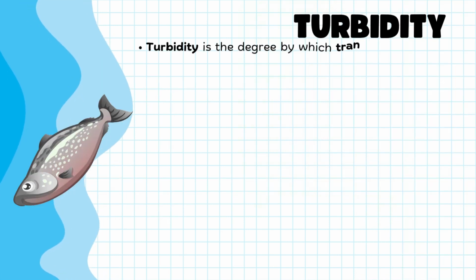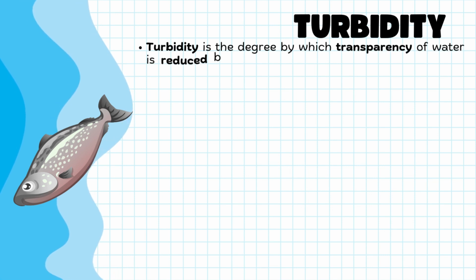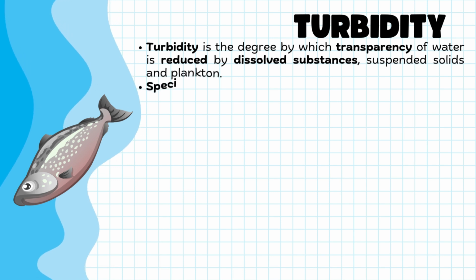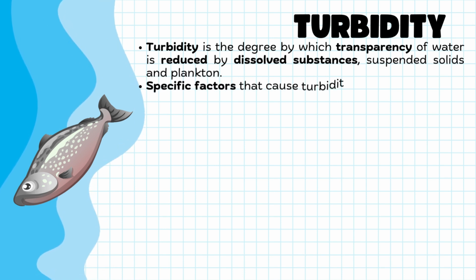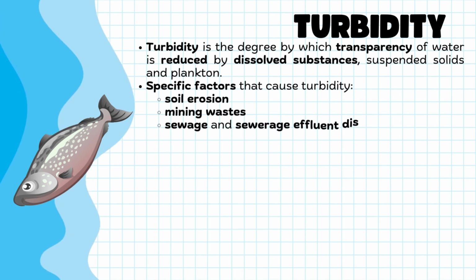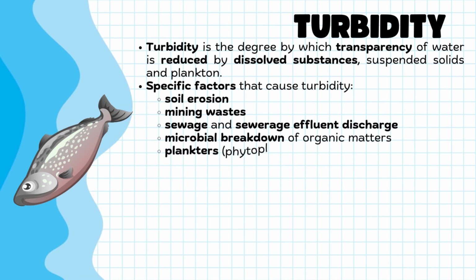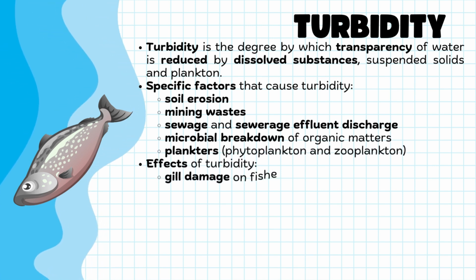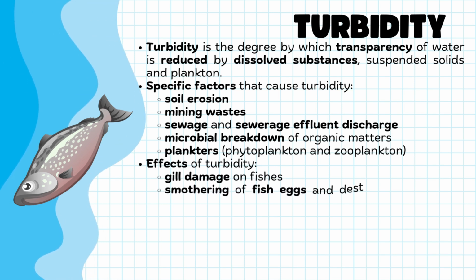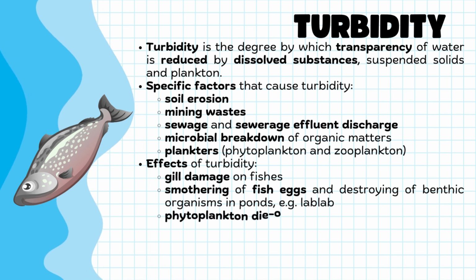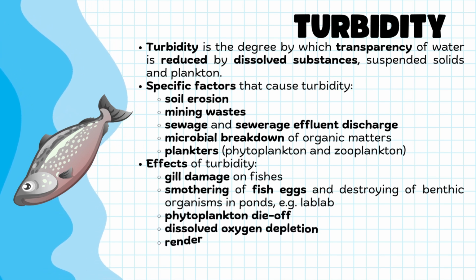Another parameter we're going to talk about is turbidity. It refers to the reduction of water transparency due to dissolved substances, suspended solids, and plankton. Several factors contribute to turbidity. This includes soil erosion, mining waste, sewage discharge, and microbial breakdown of organic matter. And lastly, plankton, such as phytoplankton and zooplankton.